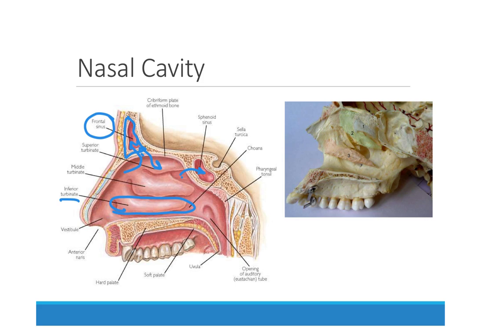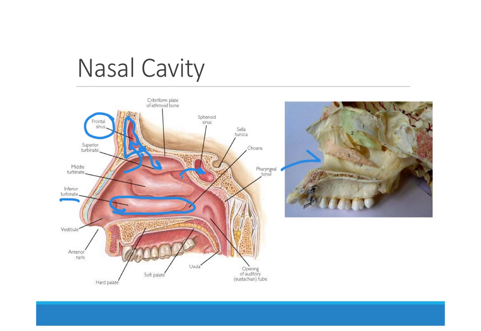They provide some resonance to your voice, probably give people better singing voices if they've got bigger sinuses. And there's some theory that they may also help prevent damage to the face because it's kind of a crumple zone. If you do get hit in the face, the bones will crumple into the sinuses.